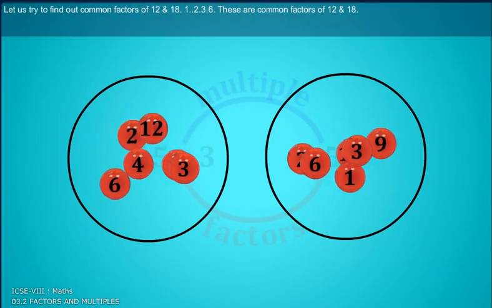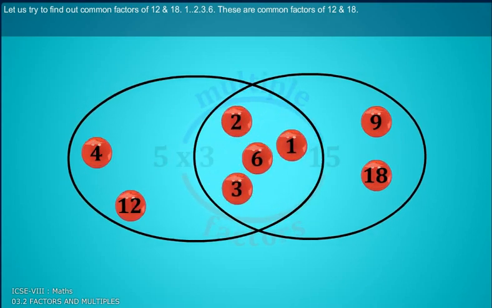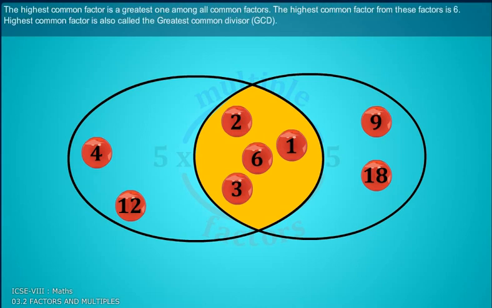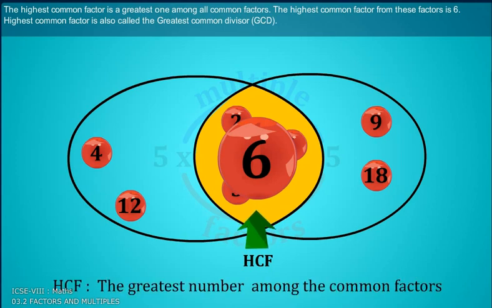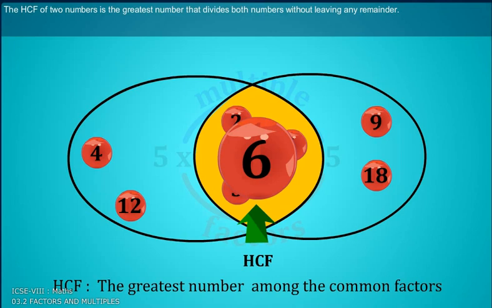Let us try to find out the common factors of 12 and 18. 1, 2, 3 and 6. These are the common factors of the numbers 12 and 18. The highest common factor is the greatest one among all the common factors. The highest common factor from these factors is 6. Highest common factor is also called the greatest common divisor, GCD. The HCF of two numbers is the greatest number that divides both numbers without leaving any remainder.